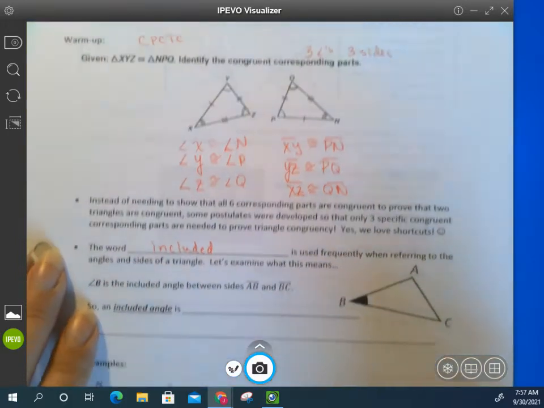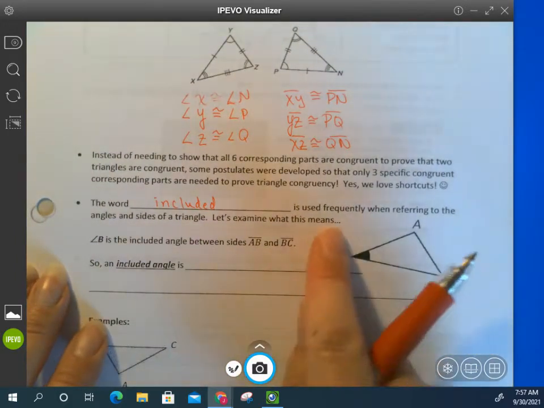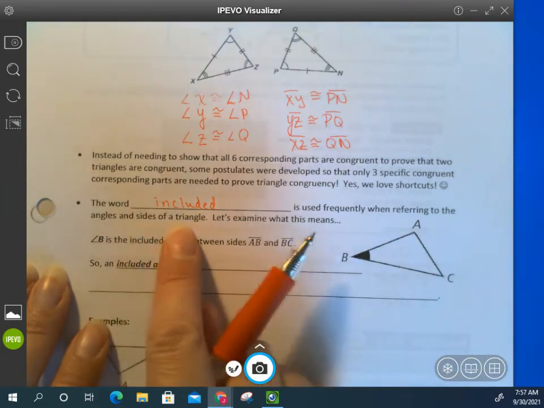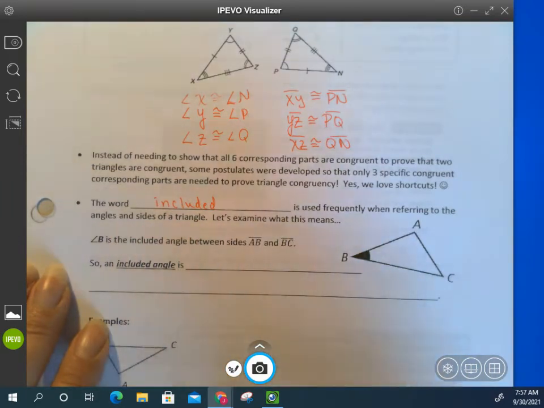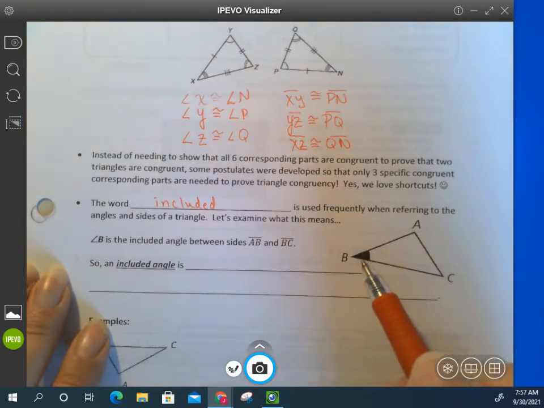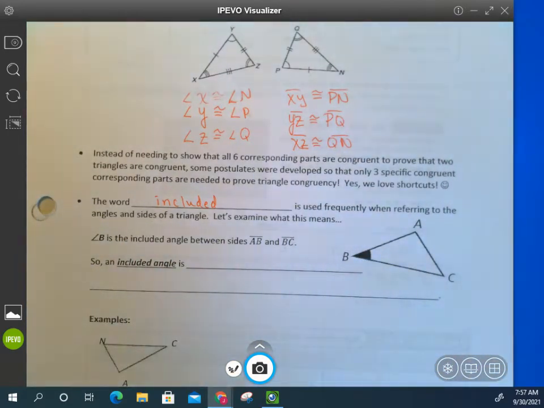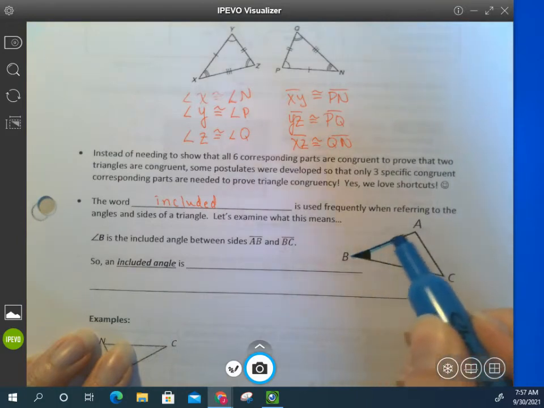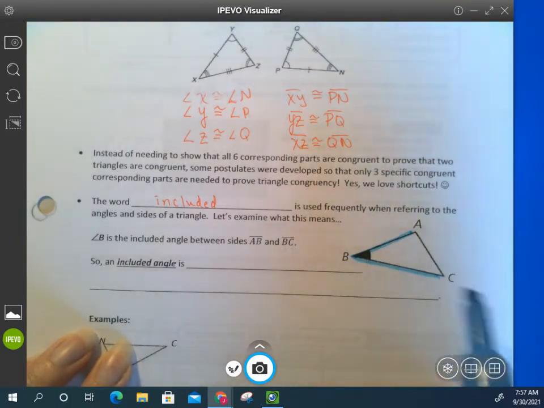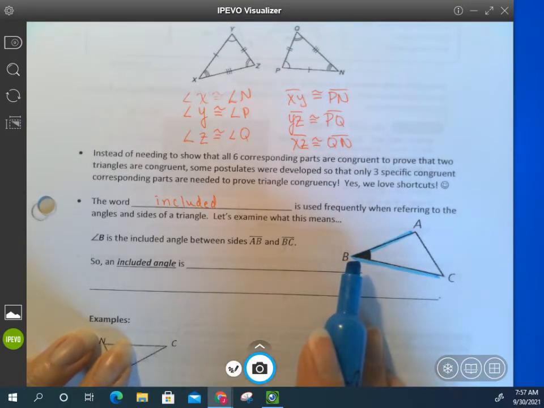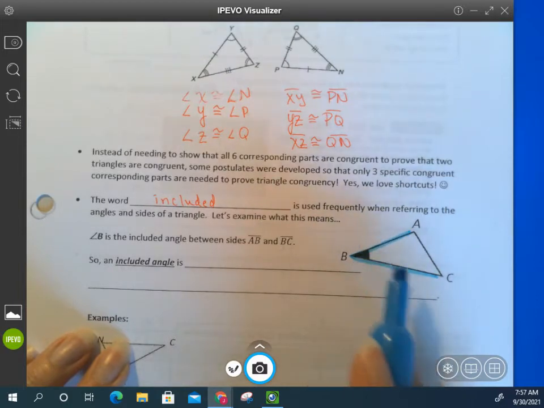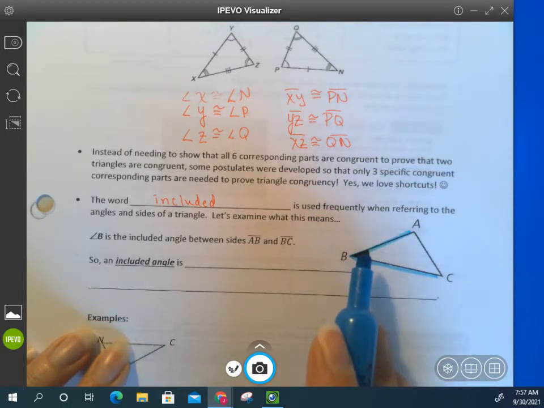The word included is frequently used when referring to the angles and sides of a triangle. So what does included mean? Angle B right here is included between sides AB and BC. So if I highlight these 2 sides, do you see that angle B is formed by them? So these 2 sides come together and angle B is between them.